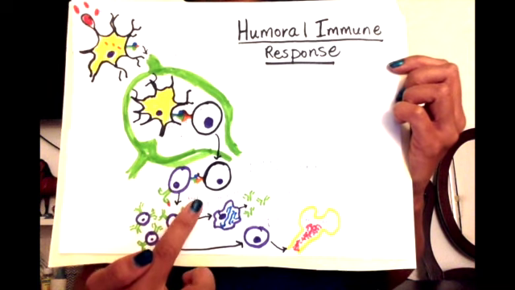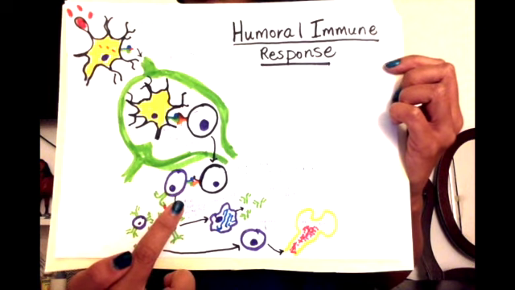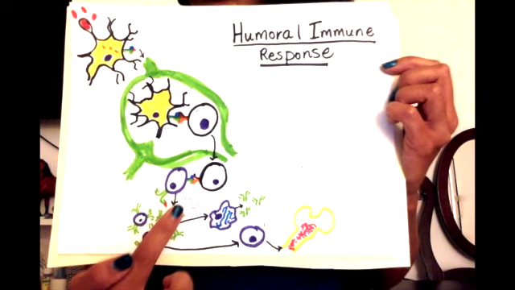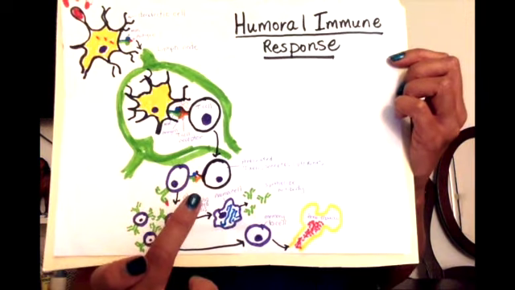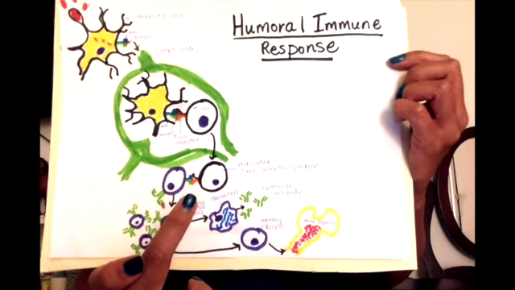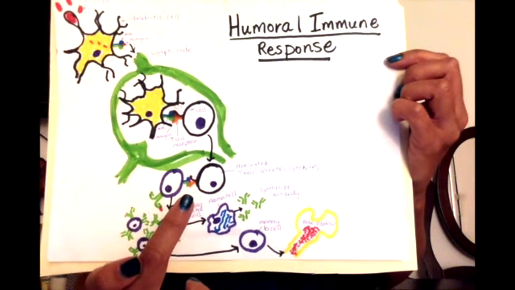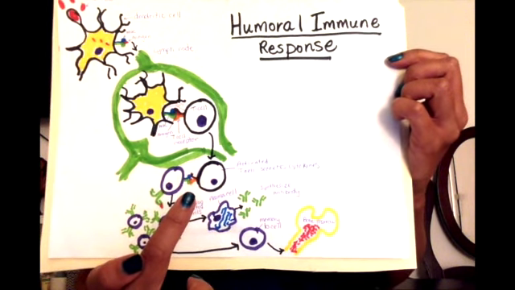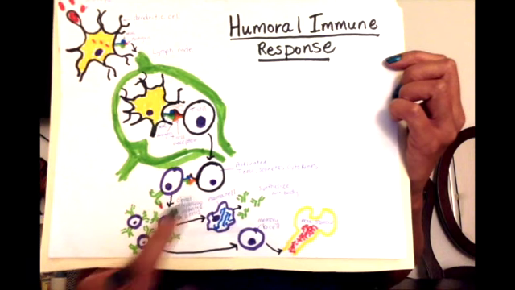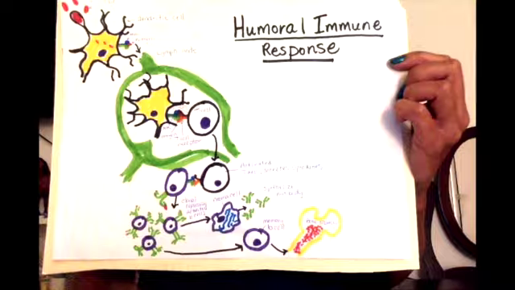Last, the TH cell travels and presents the antigen to a B cell. The B cell also has a membrane surface protein that binds to the TH cell. The B cell takes the antigen and creates an antibody for that specific antigen.